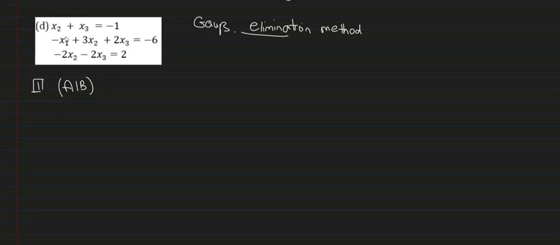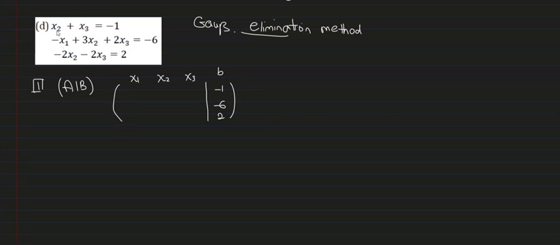Now we have how many unknowns here? We have x2, x3, and x1. So we have 3 unknowns. We need a column for x1 coefficients, a column for x2 coefficients, a column for x3 coefficients, the bar, and the b's, which will be definitely negative 1, negative 6, and 2, as indicated by the given system.